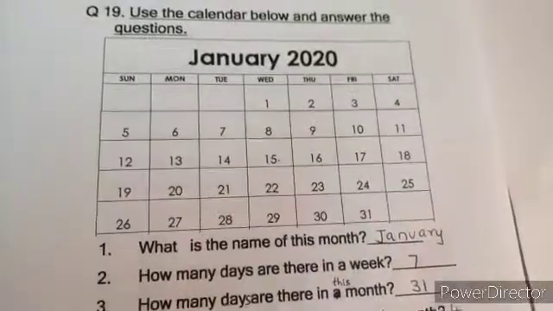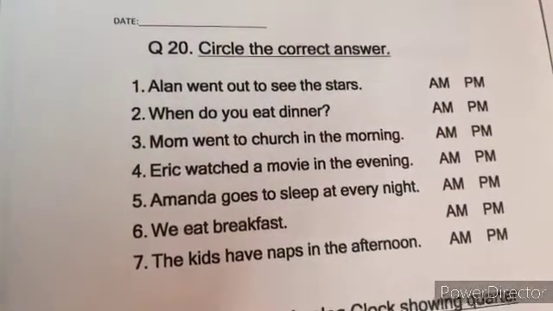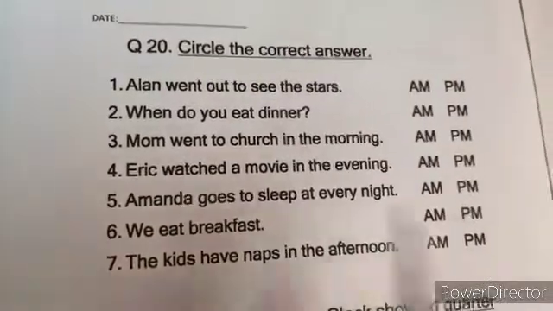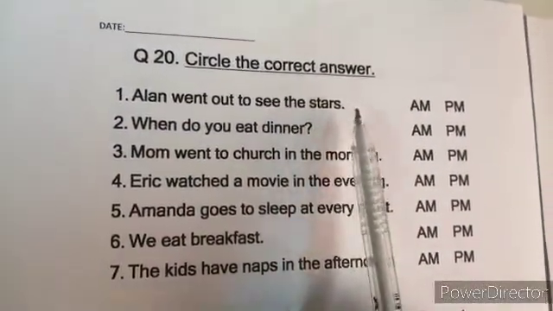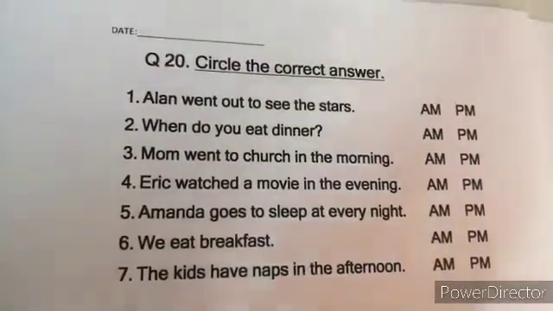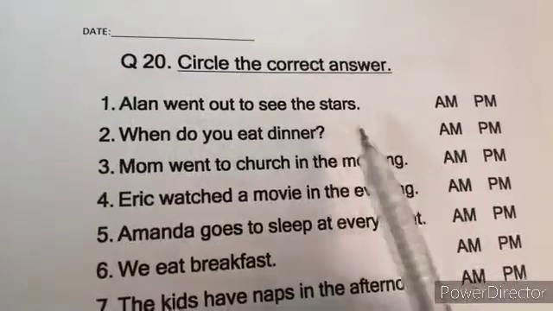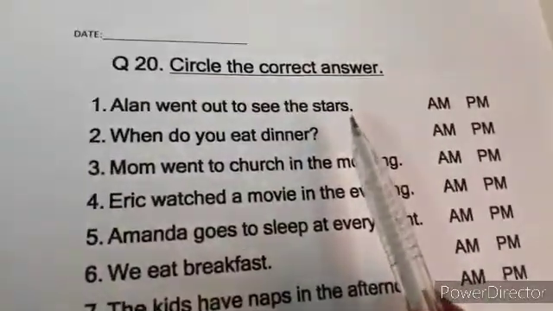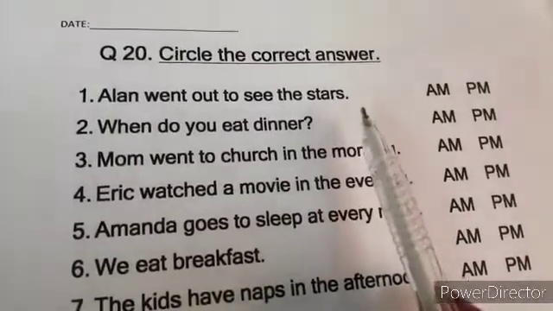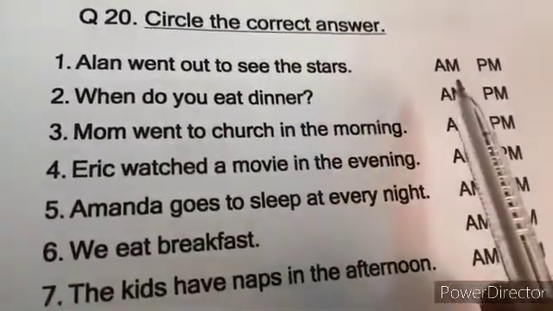Okay, all of you write this. Circle the correct answer. In this we have to circle whether this time is AM or PM. They have given us few sentences, and we have to say whether that is happening in AM or PM. So what is AM? Now tell me, what is AM?